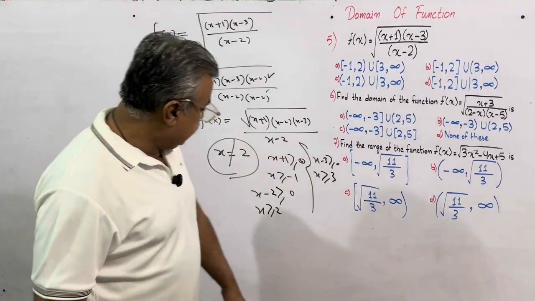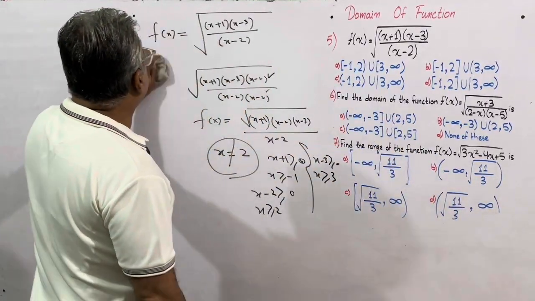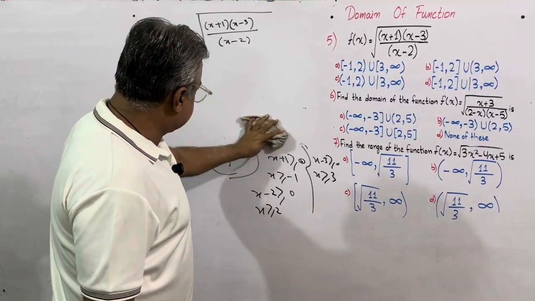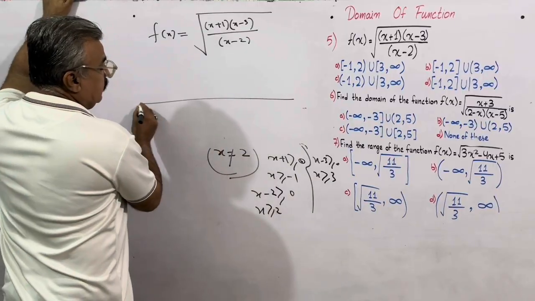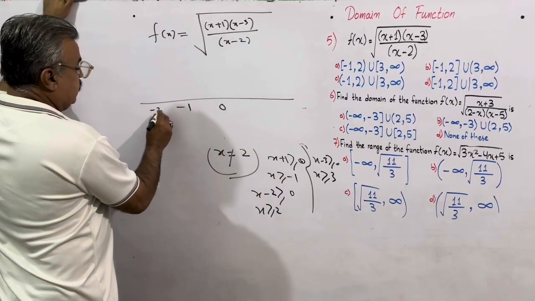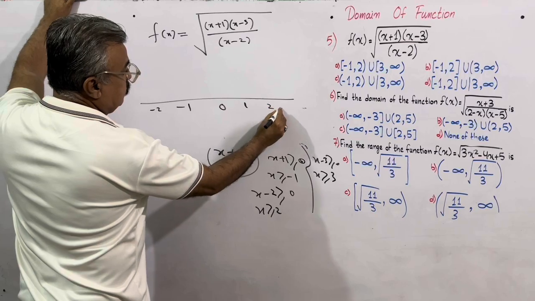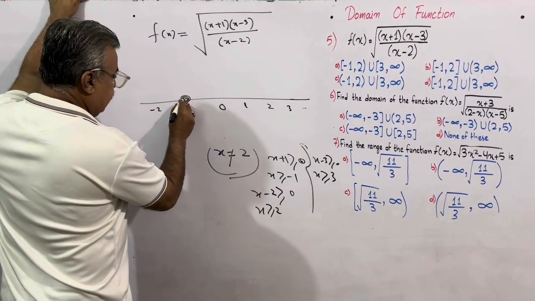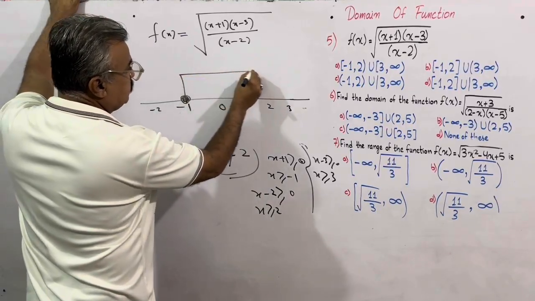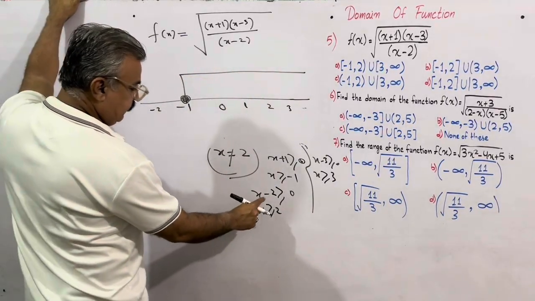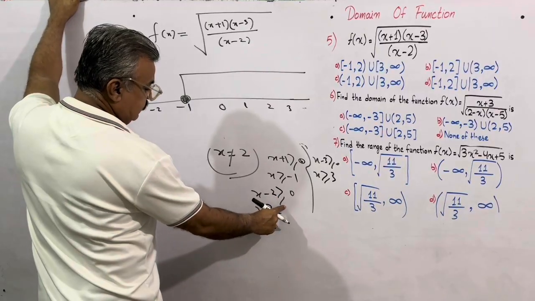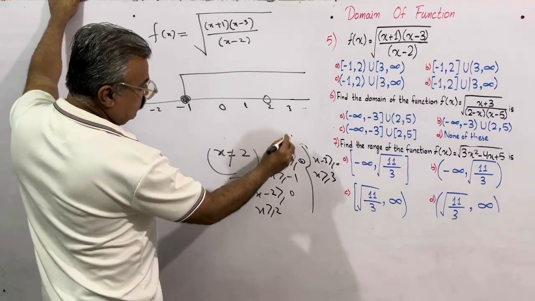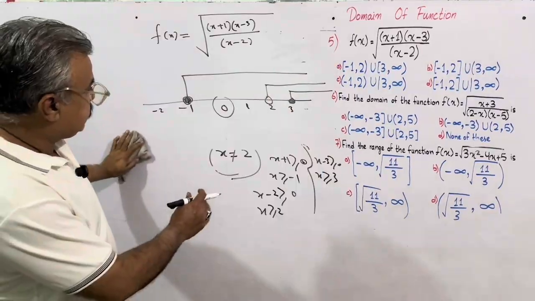Let's plot them on the real line, then find the portion where this function doesn't become negative. Real line: 0, minus 1, minus 2, positive 1, 2, 3 and so on. For this, including x is equal to minus 1, greater than minus 1 means towards the right hand side. Similarly, here x minus 2 greater than or equal to 0. We cannot take 2 because x is equal to 2 is our restriction. X does not equal 2.